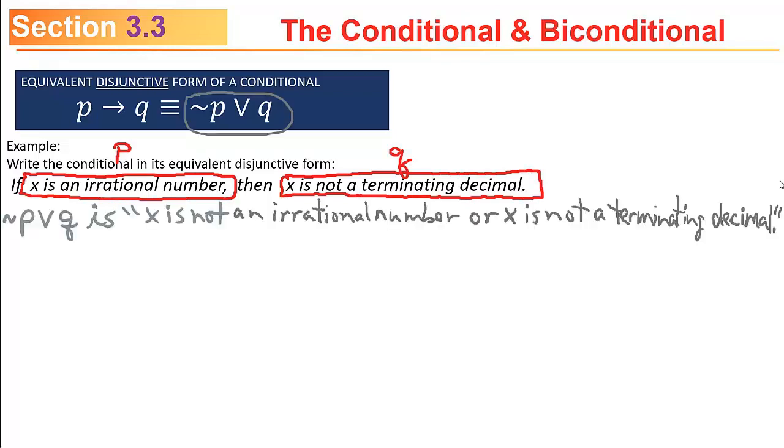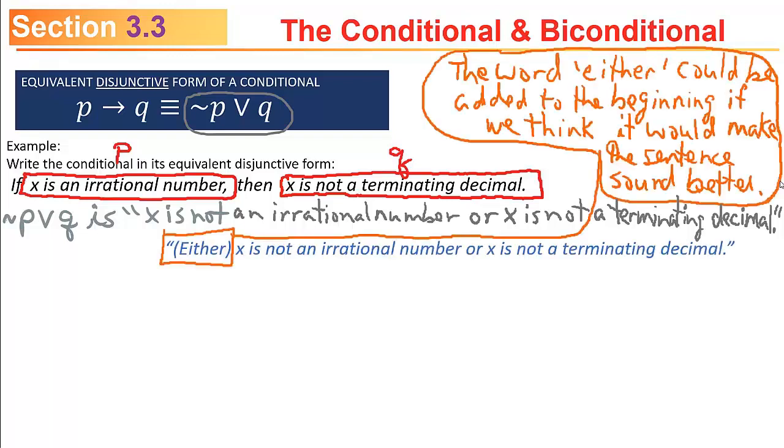So you want to take that and turn it into the right-hand side of the equation, which says not P. x is not an irrational number, then the disjunction, which is the or, and then the Q, which is x is not a terminating decimal. So you put not P ORed with Q, and you get the statement x is not an irrational number or x is not a terminating decimal. Simple enough.